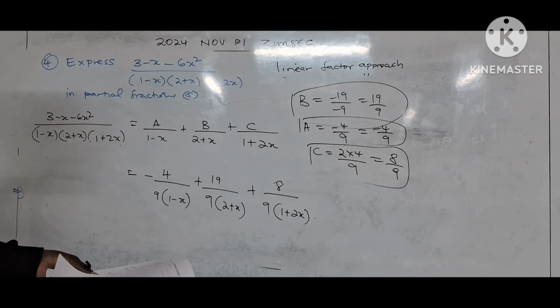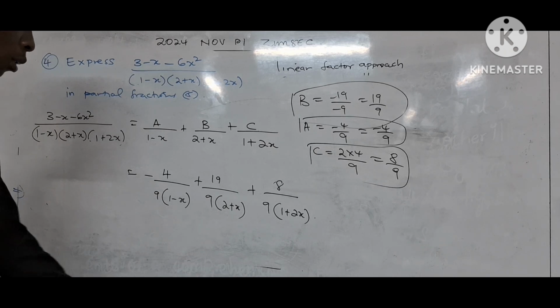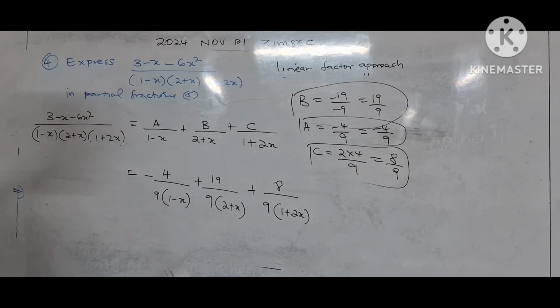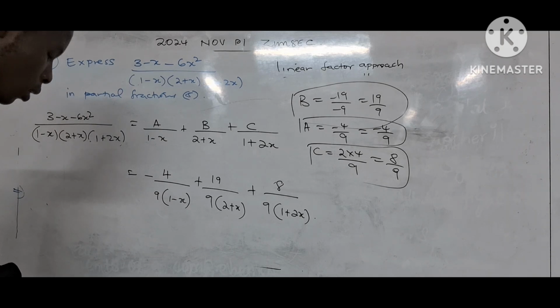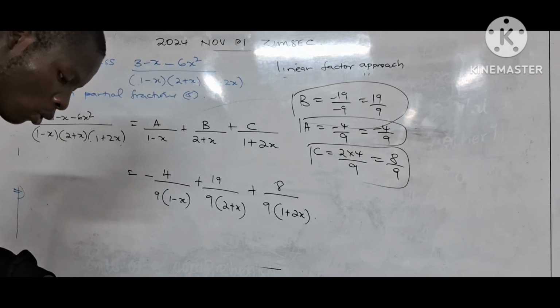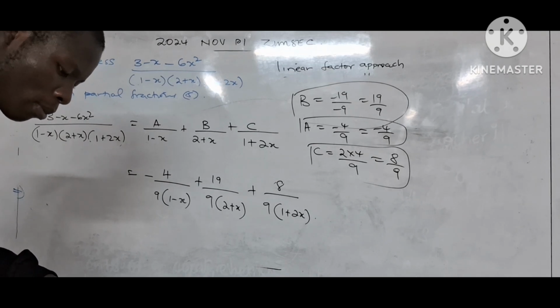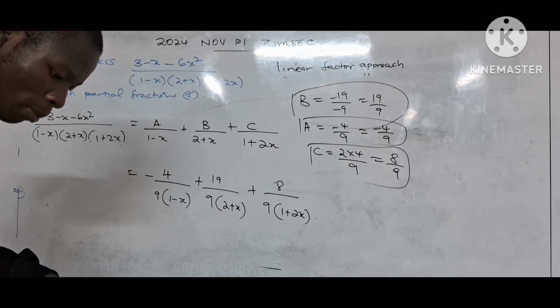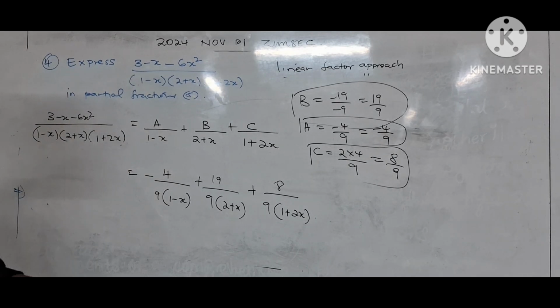Okay, let's move on to question number 5. I'll confirm question number 4. It seems as if I made a mistake somehow. This is negative 4 by 9 of 1 minus x plus 19 by 9 into 2 plus x plus 8 by 9, 1 plus 2x. Okay. Let's move on to question number 5.